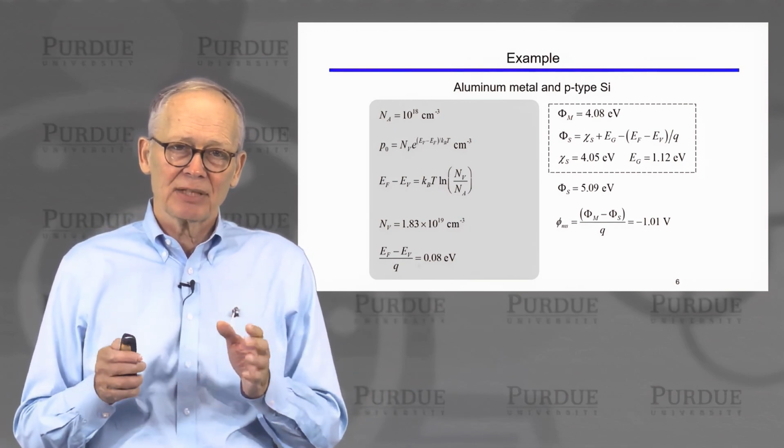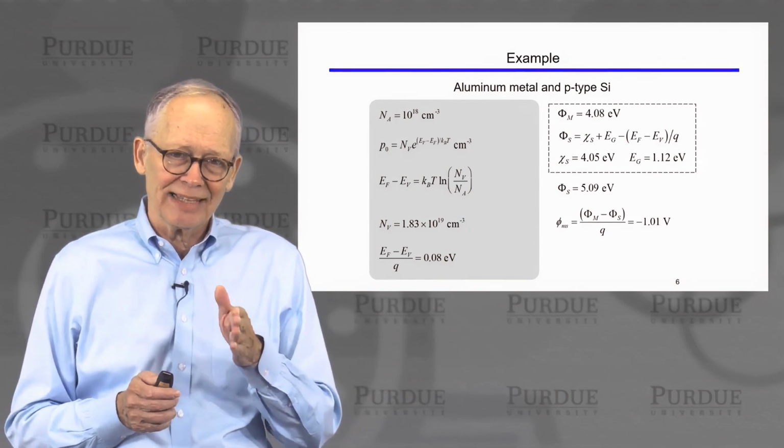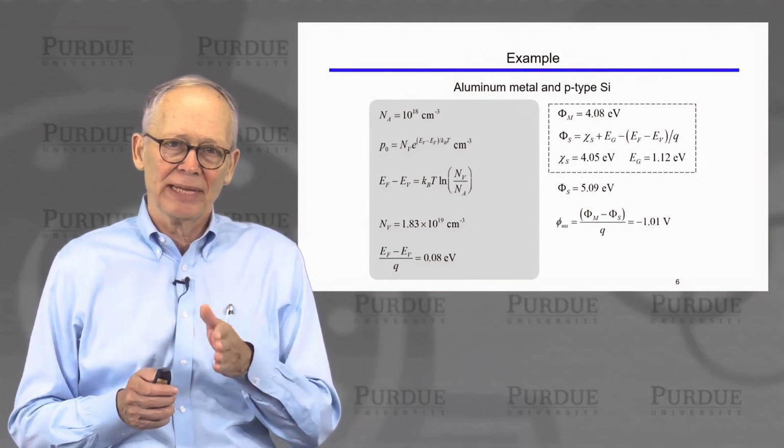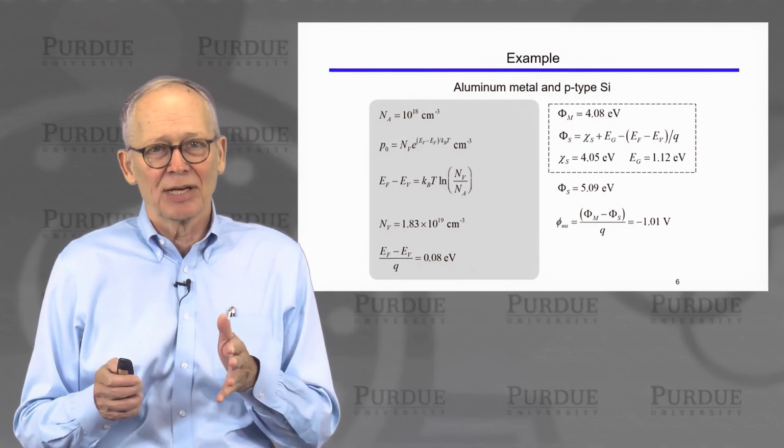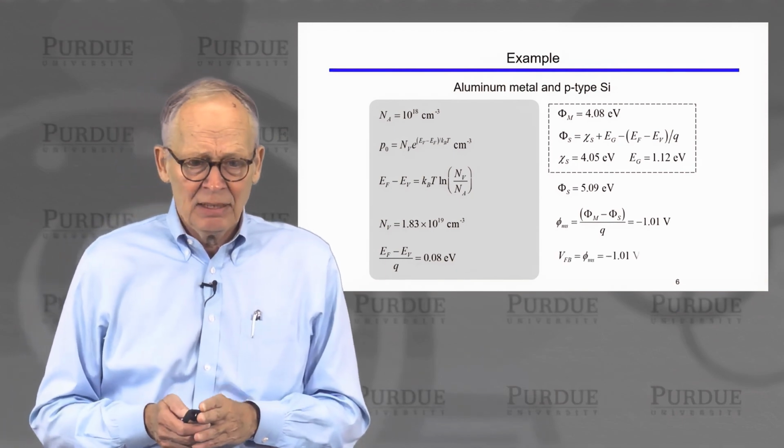That means in this particular MOS capacitor, about negative 1 volts on the gate would be the point at which the bands are flat. And that's sort of our reference point, and now we can bend the bands up or we can bend the bands down.